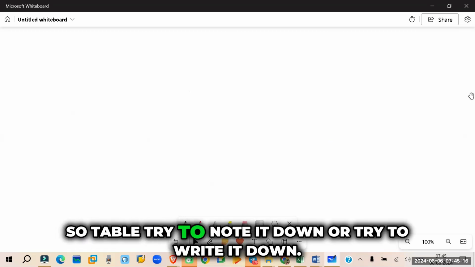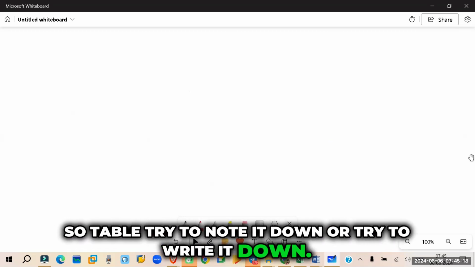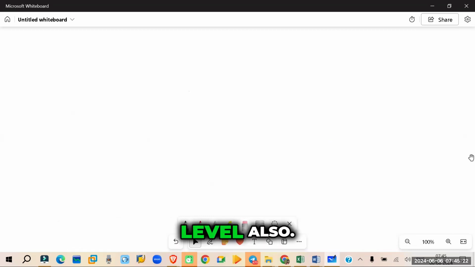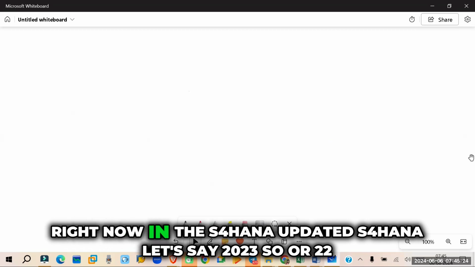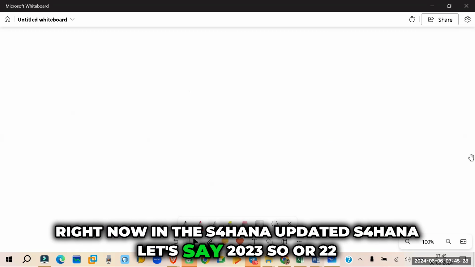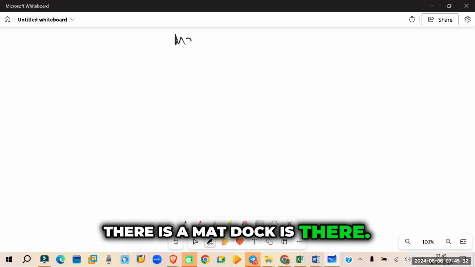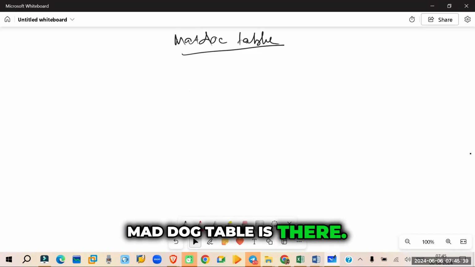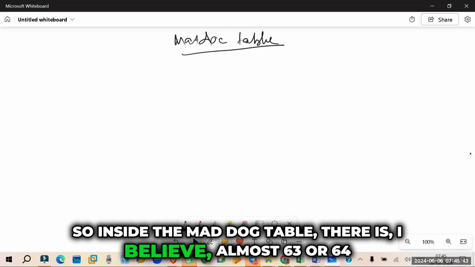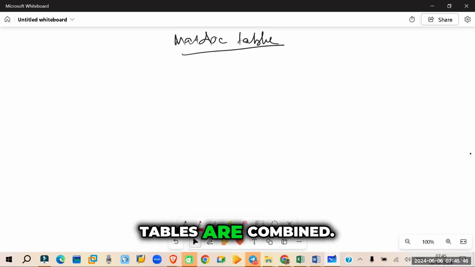So table, try to note it down or write it down. Table is very much important, and there is a change at the table level also. Right now in the updated S4 HANA, let's say 2023 or 22, there is a MatDoc table. Inside the MatDoc table, I believe almost 63 or 64 tables are combined.